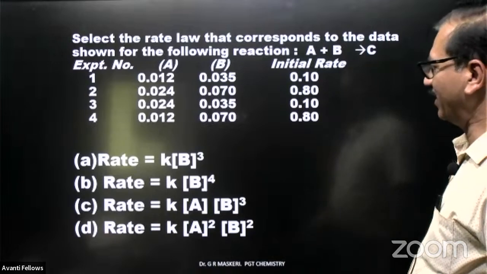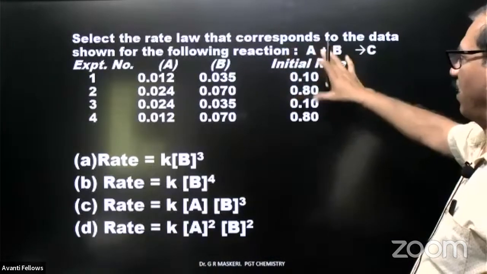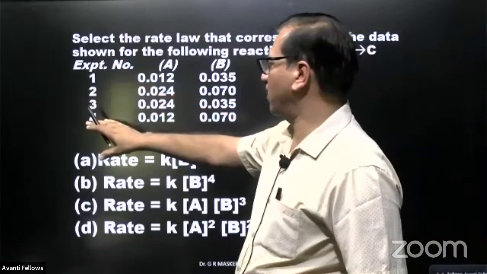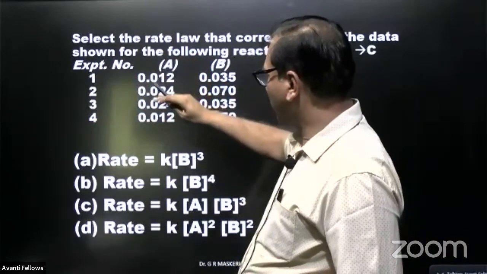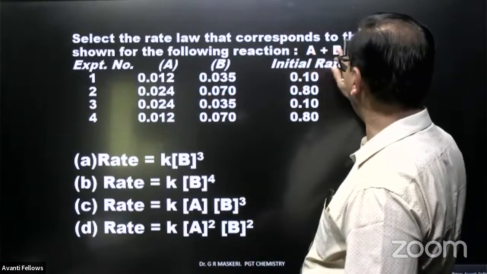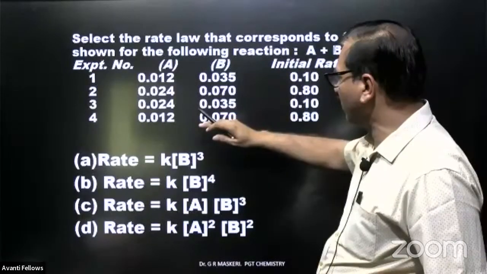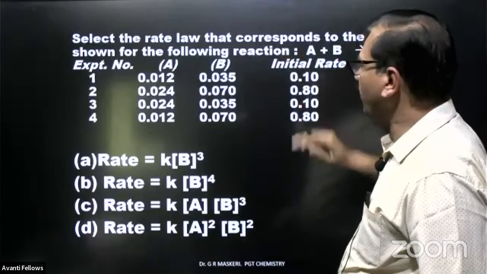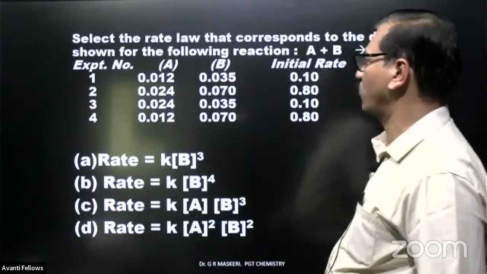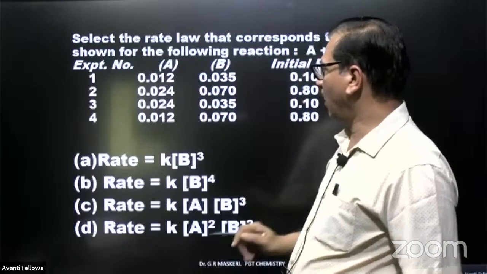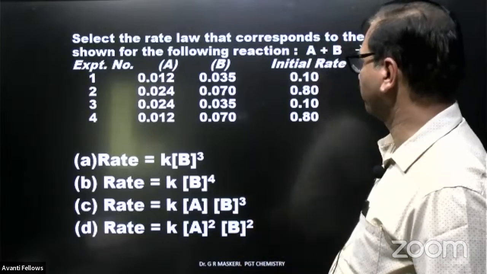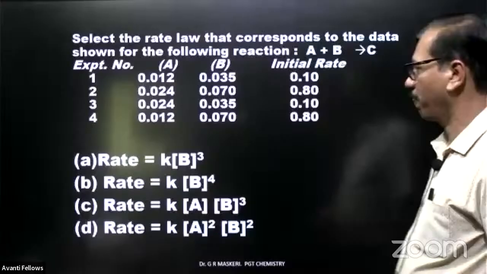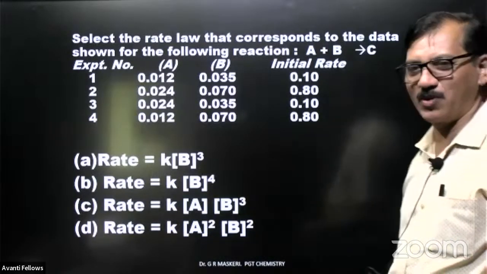Okay. Now here it is a tricky question. So there is a table. This is experiment number 1, 2, 3, 4. These are all the concentrations of A in A plus B giving rise to C. And concentration of B is given in this way. Initial rate is being given. The rate of the reaction when A is taken as this and B is taken as this, the rate is this. Now, you have to give the rate expression. Option A, sir.